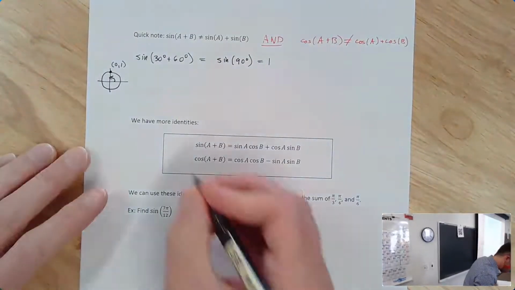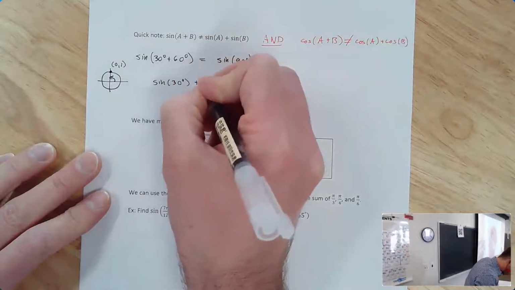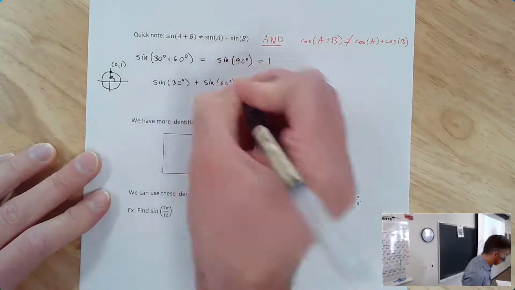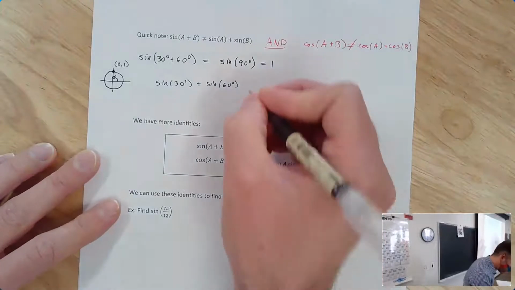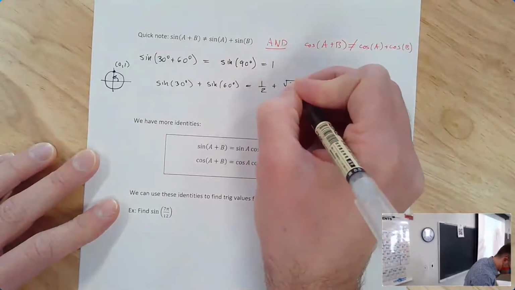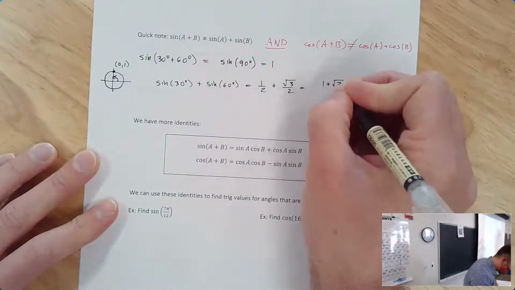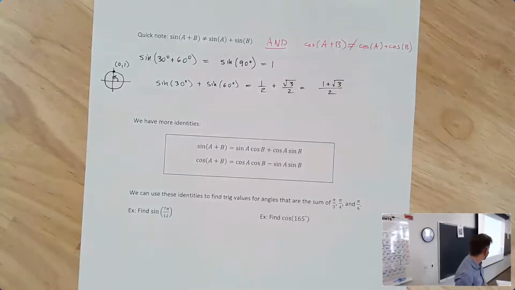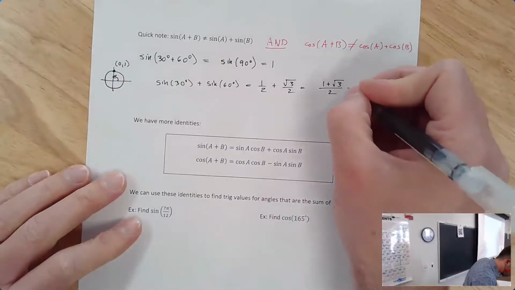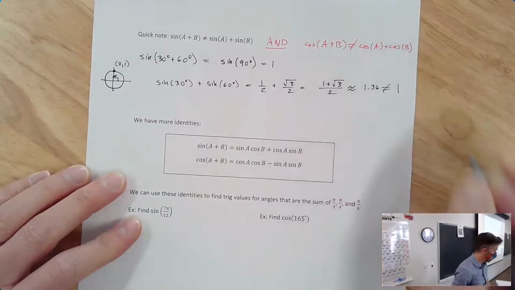On the other hand, sine of 30 degrees plus sine of 60 degrees. Well, sine of 30 degrees is 1/2. Sine of 60 degrees is the square root of 3 divided by 2. And I'm pretty sure that's not 1. Right, it's 1 plus the square root of 3 divided by 2, which certainly isn't 2 over 2. And if you plug it into a calculator, you'll see it's approximately 1.36, which is not 1.